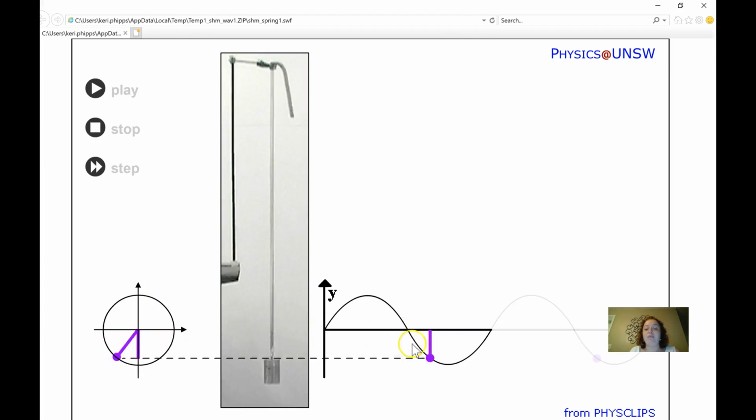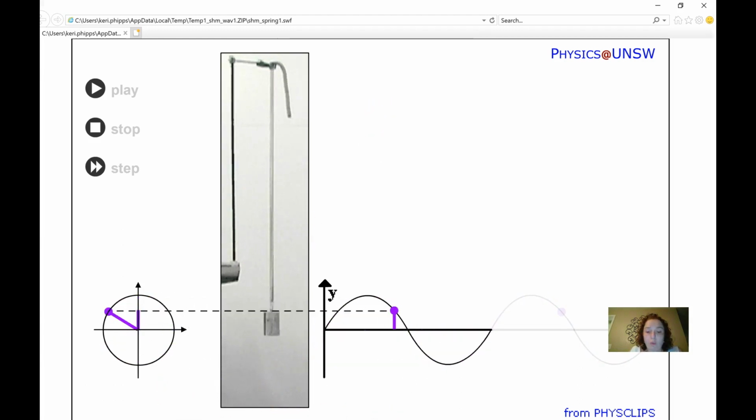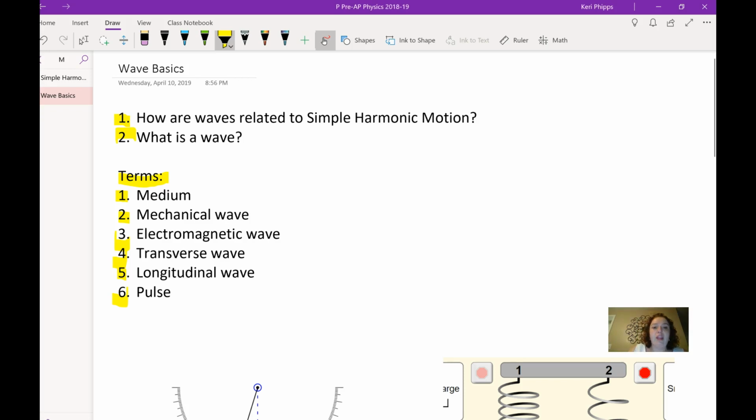You're getting the same thing happening with a wave. So that is how simple harmonic motion is related to waves. If you were to take a simple harmonic motion and stretch it out over time, you get a sinusoidal wave. And now, how's that going to work for the period of a pendulum?